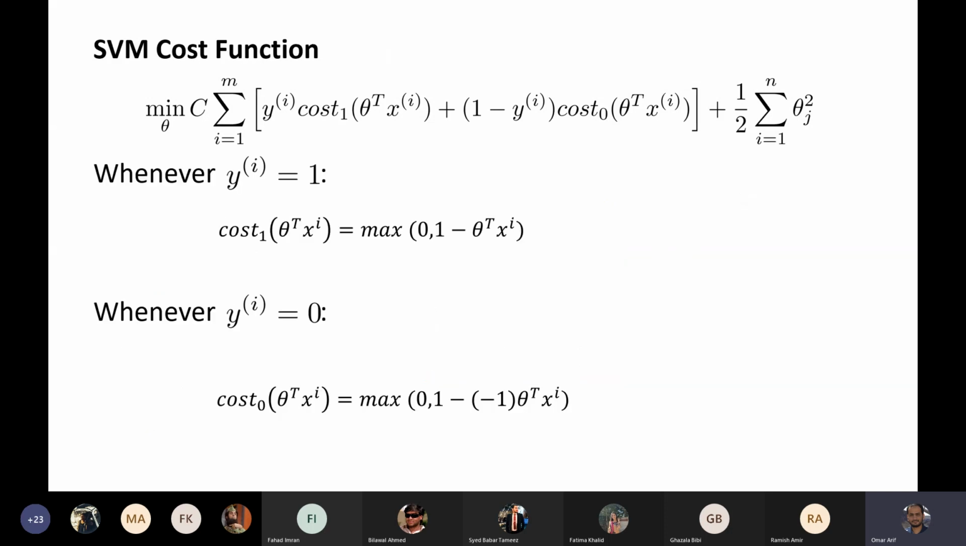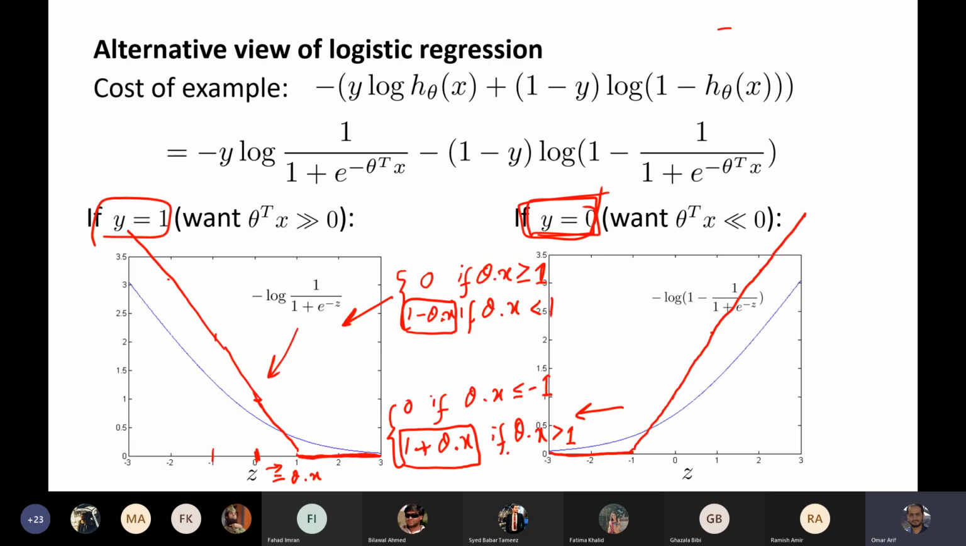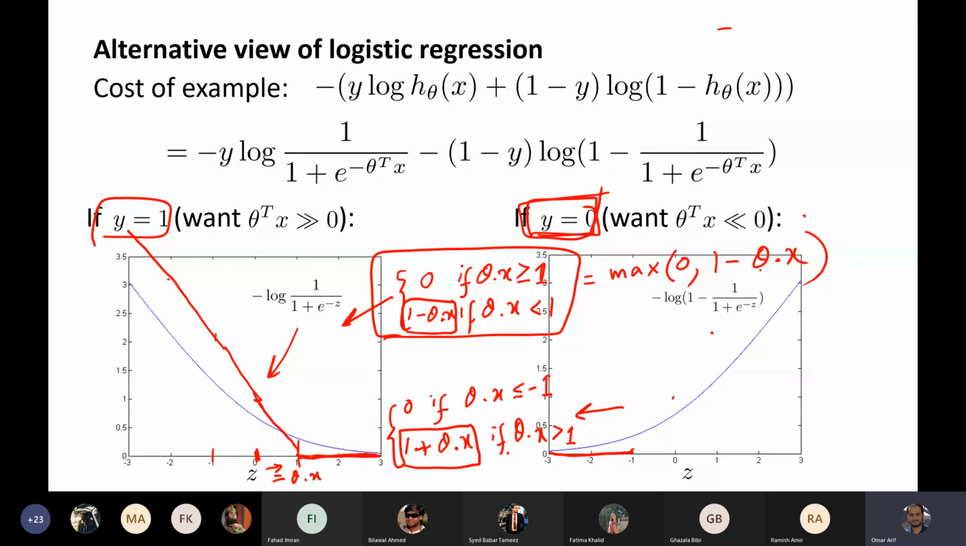Let's also write this. Here I wrote it in this form, but we can also write it in a single equation: the maximum of 0 and 1 minus theta dot x, right? Because whenever you are at 1, so if this is greater than 1 or exactly at 1, you are going to get 0. Okay, because when theta dot x is exactly 1, the cost is 0.